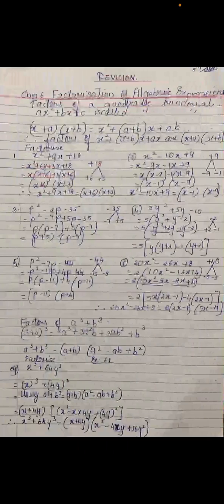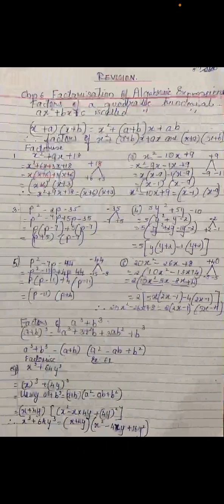Now here we have the factors of the quadratic binomial ax square plus bx plus c. It's called a quadratic binomial. So now what are the factors? Let's see. Suppose this formula is given to you, x plus a into x plus b. So its expansion is x square plus a plus b in the bracket into x plus ab. Therefore, factors of x square plus a plus b into x plus ab are x plus a into x plus b. Okay, so you learn this formula.